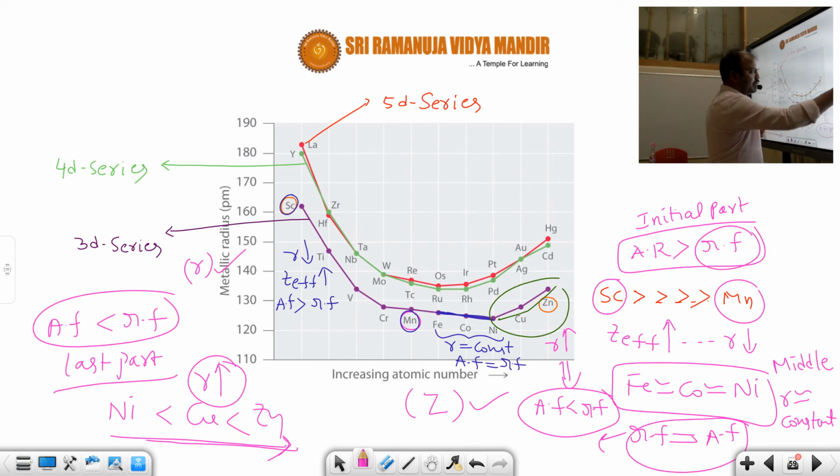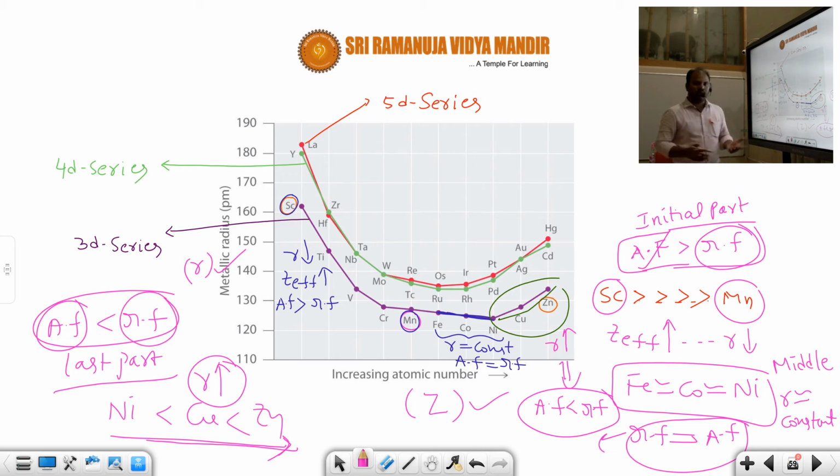First, compared with repulsive forces, attraction force is more. That's why it shows the general trend from scandium to manganese, radius decreases. In the middle part, attraction force is balanced by repulsive force. That's why radius is constant in the case of iron, cobalt, nickel, almost similar atomic radii. In the last part, copper, zinc, atomic radius gradually increases because, compared with attractive forces, repulsive forces are more. Why are the repulsive forces more? Here shielding effect is more.